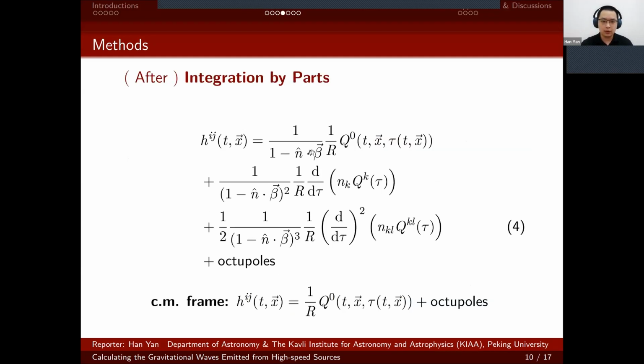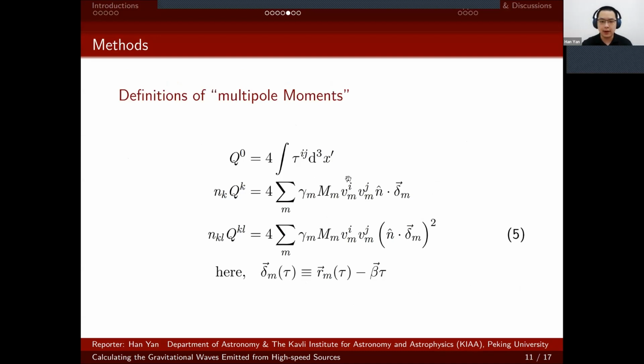We next also do the integration by parts, and this second step is quite simple in the center of mass frame if we only need to consider the quadrupole terms. However, here we need to leave several more terms, and we also define several new multipoles, Q, and their definitions are recorded on the next page as equation 5. And as you can see, the spatial coordinates also subtract the center of mass motion.